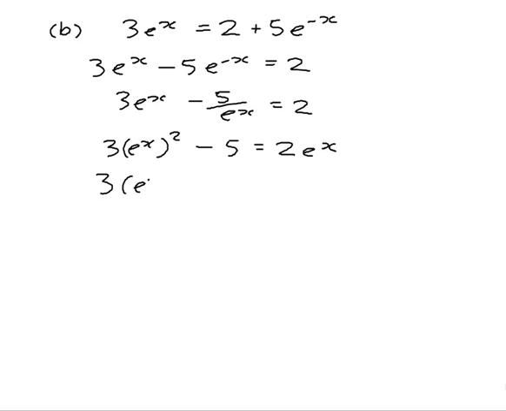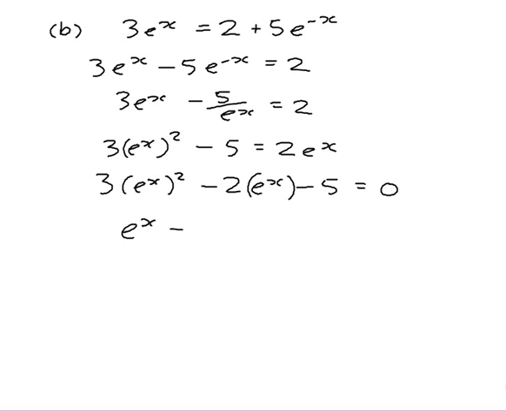3(e^x)^2 - 2e^x - 5 = 0. Now it's kind of interesting. If I put brackets around this, it looks like a quadratic equation. See, I've got (e^x)^2 minus 2e^x minus 5. That would be a perfectly good quadratic equation if I had x instead of e to the x. So I can solve it using the quadratic formula. But instead of x equaling whatever, I'll get e to the x equaling whatever. So let's use the quadratic formula.